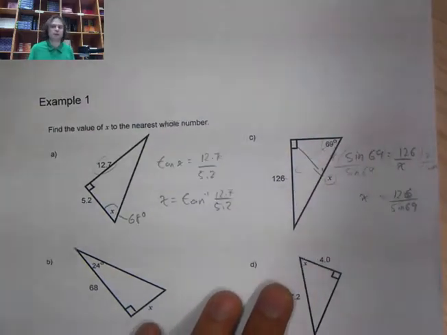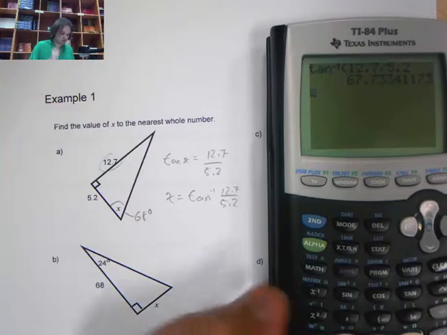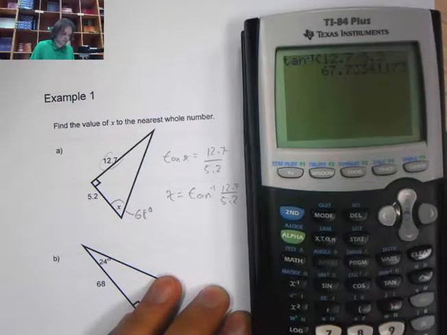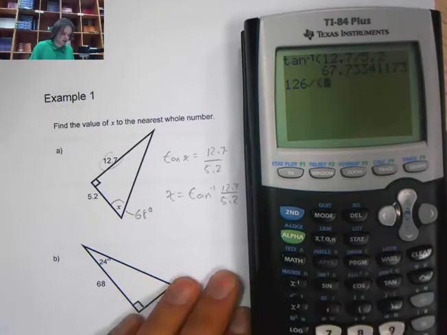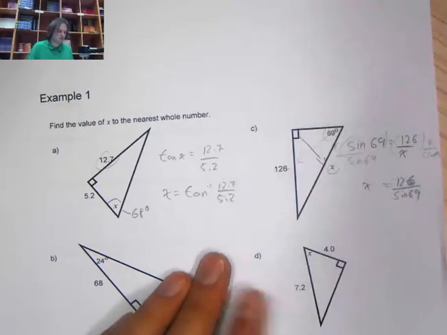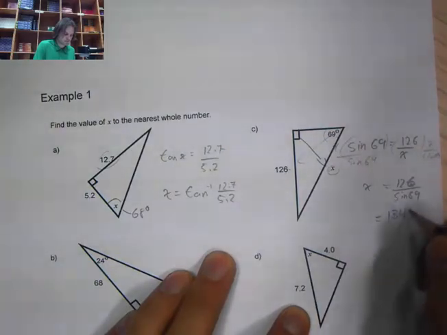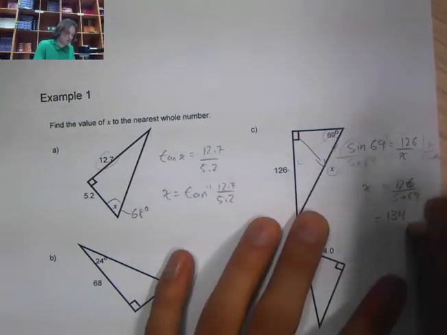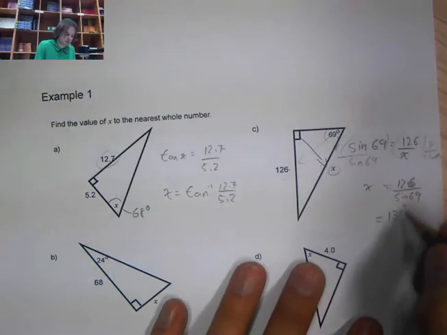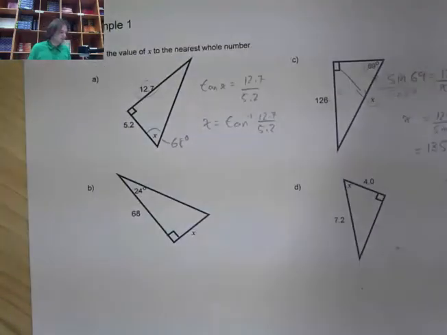Now I'm going to plug that into my calculator. So here we go. I'm going to go 126 divided by bracket, sine 69, bracket, enter. And I'm going to get 134.9, which is 135. 135 is my units. Okay? Let's take a look at the next one.